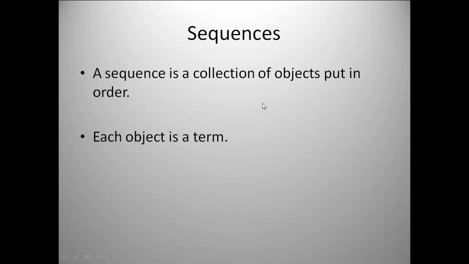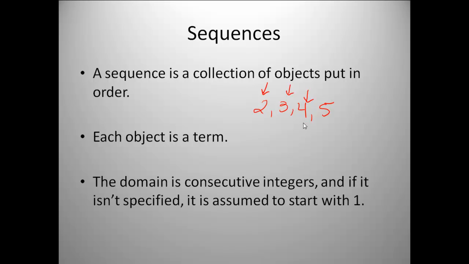So if I have a sequence that's 2, 3, 4, 5, the 2 would be my first term, the 3 would be my second term, 4 would be my third term, and so on. So each object is a term, and it has a specific position. And then the domain is consecutive integers. If it isn't specified, then it's assumed to start with 1.